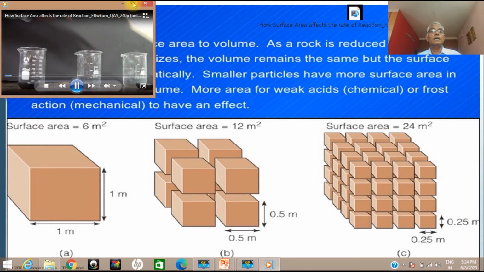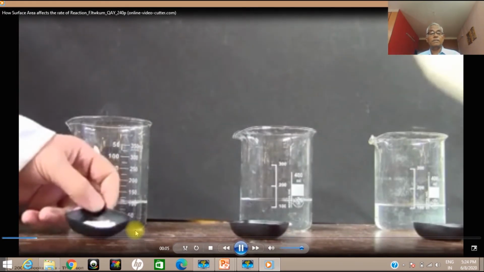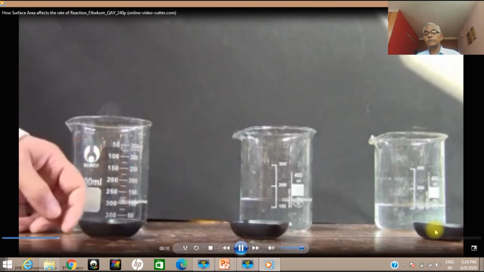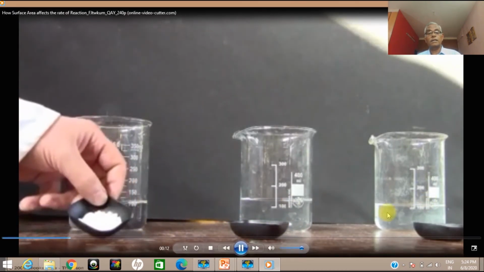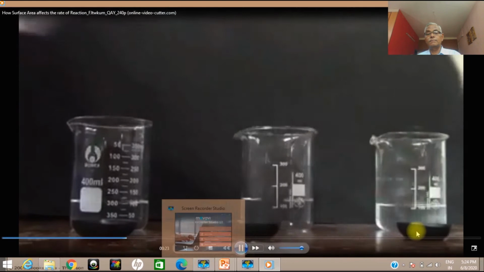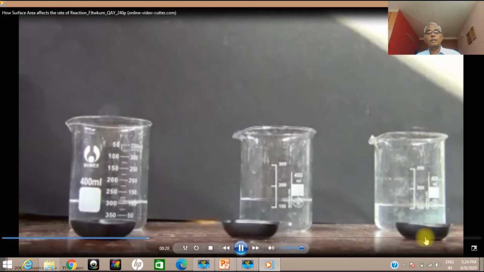Yeah, you can see here. 3 jars have been taken, and calcium carbonate of different sizes has been taken in the 3 jars, with water in this one, and this one. So you can see here the size. The lumps are there, powder, then smaller size and bigger lumps. So he will be adding them one by one, so you can check.